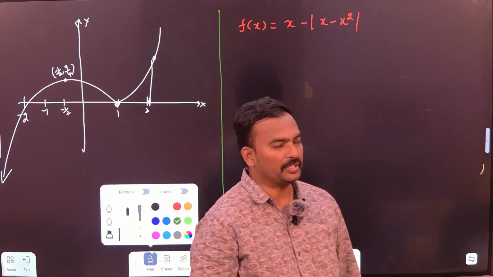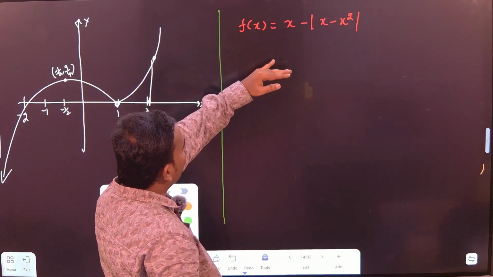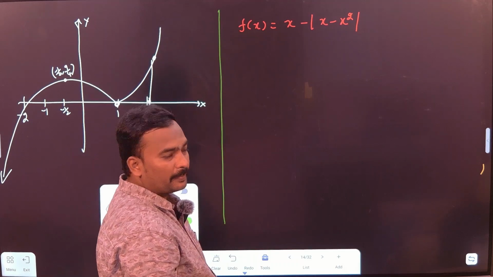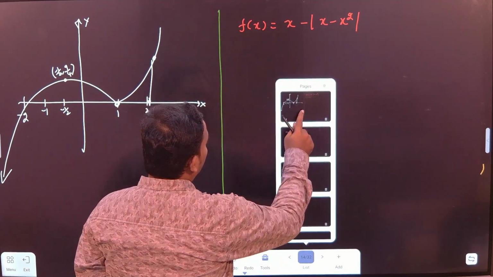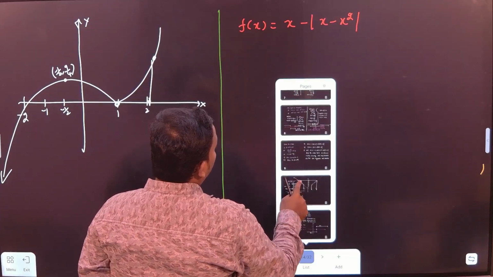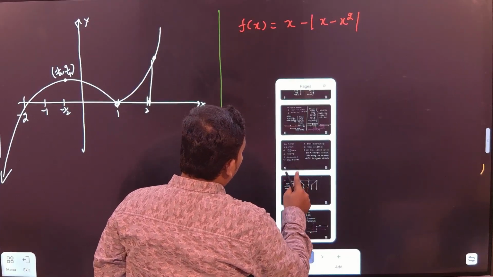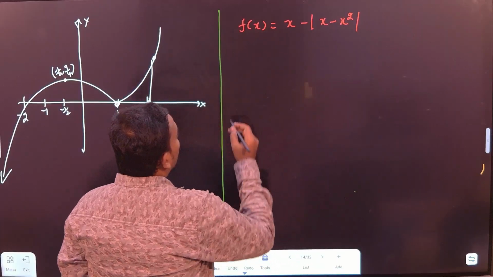Okay, students, we'll continue this. Next question, you can see f of x equal to x minus mod x minus x square, right? How to draw the graph? You check the question once. You can see x minus mod x minus x square. Yes, correct. How to draw the graph of this?